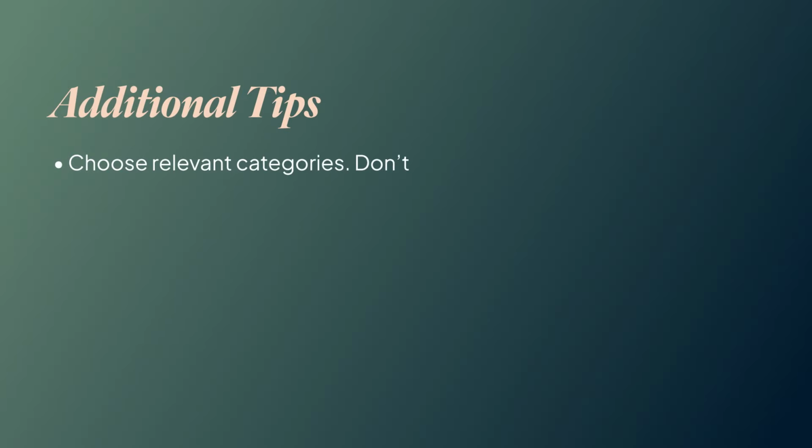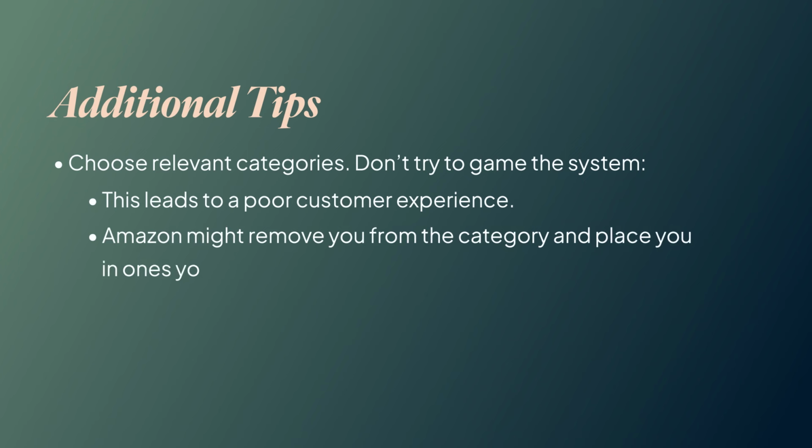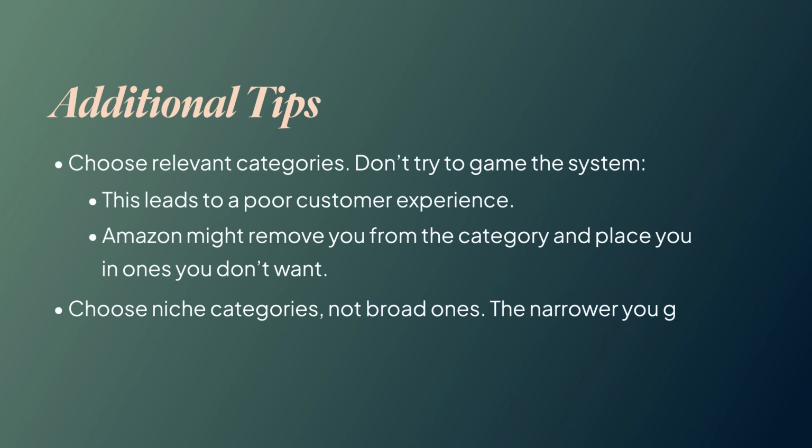Now, a few other tips here. You always want to be sure that you're choosing relevant categories. Don't try to game the system. For a long time, people would put their book into all sorts of completely unrelated categories just because they knew they'd only have to make a couple of sales to hit #1 in that category, thereby giving them bestseller status, and that would of course increase their book's discoverability and lead to more sales. This leads to a pretty terrible customer experience, and besides that, if Amazon sees you doing this, they're likely going to remove your book from those categories and potentially place you in a different 3 categories that you don't really have any interest in. Also, choose niche categories, not broad ones. The more broad the category, the more competitive it's going to be. The narrower you go, the less competitive they become.